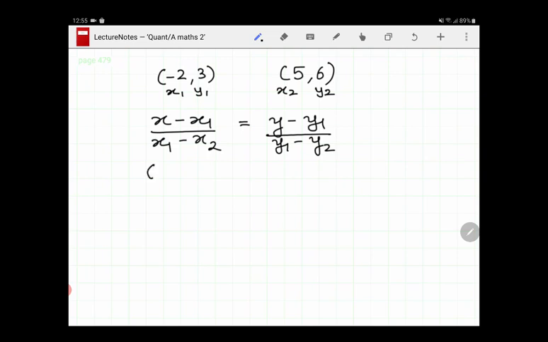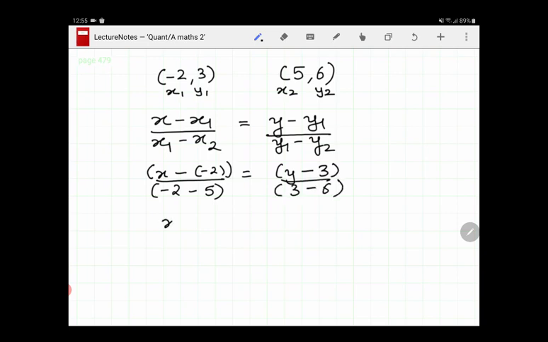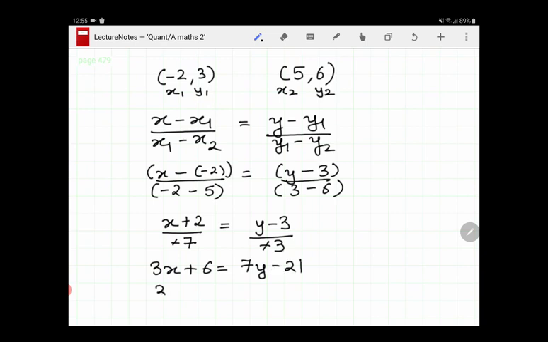So substituting the values, we get (x - (-2))/(-2 - 5) = (y - 3)/(3 - 6). Simplifying, we get (x + 2)/(-7) = (y - 3)/(-3). Negating the negative sign on both sides, we get 3x + 6 = 7y - 21. So we can write 3x - 7y + 27 = 0.